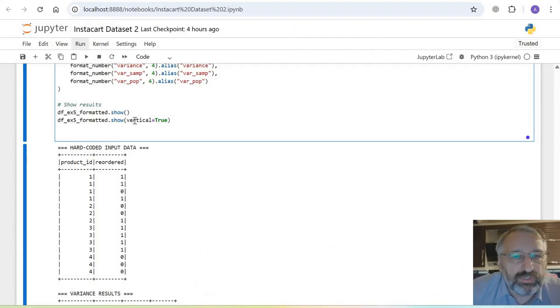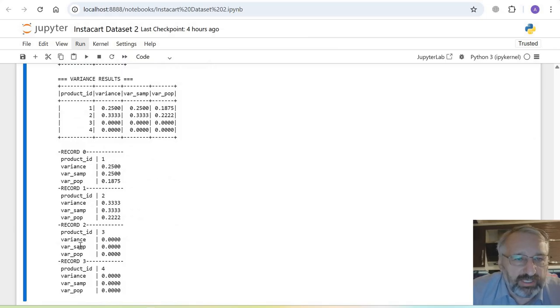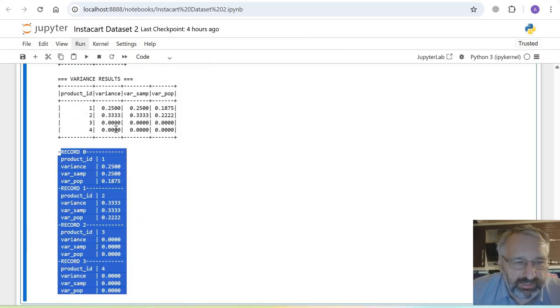When we are using show, we can use an option called vertical, and it's going to display in the vertical format.